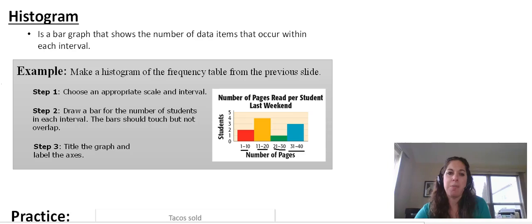The reason I might display this data in a histogram is that it's easier for me to look at visually right away and say, okay, I can see most of my students read between 11 and 20 and between 31 and 40.